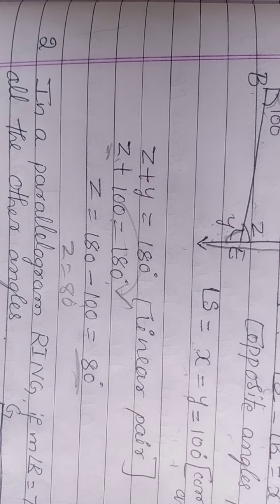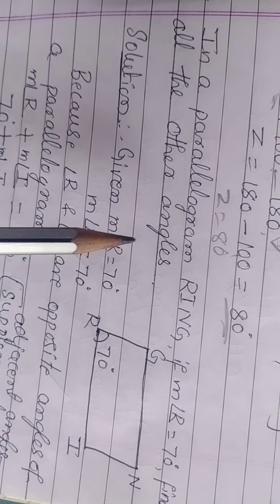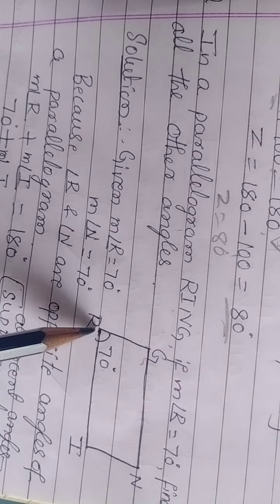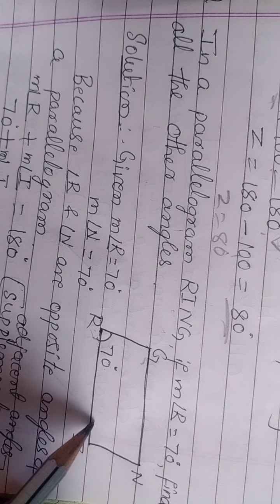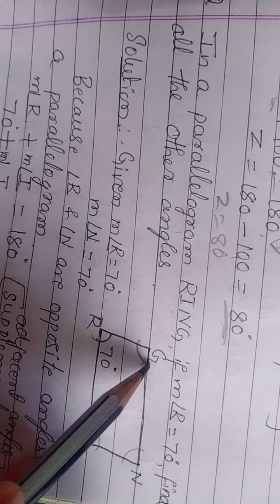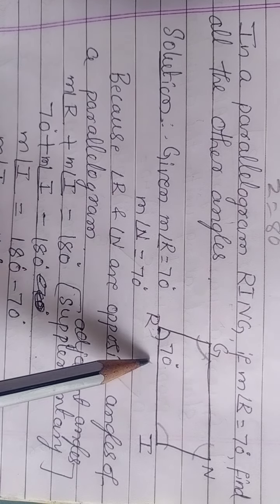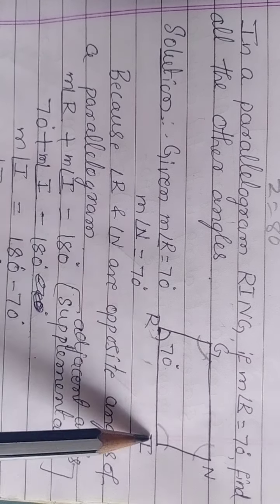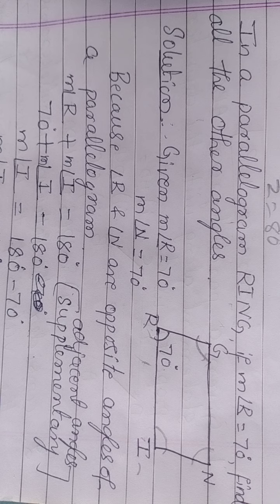Now let us move to one more problem of this type only. In a parallelogram RING, if the measure of angle R is given, children, find all other angles. So you have to find I, you have to find N, you have to find G. All the angles you have to find. Now how to find by having one angle? There are two properties we are implementing. One is opposite angles are equal and one more is adjacent angles are supplementary. By using these two concepts we are solving this problem, children.